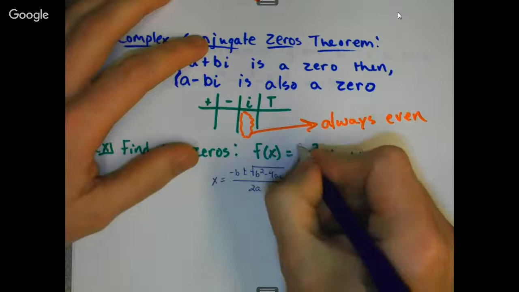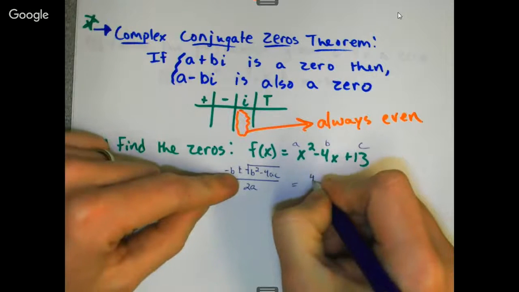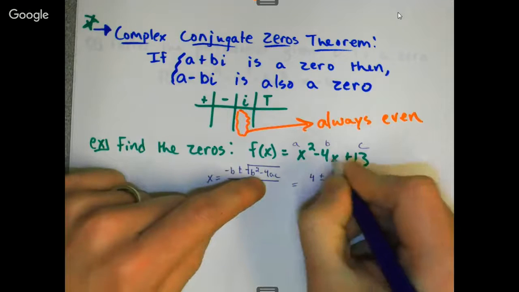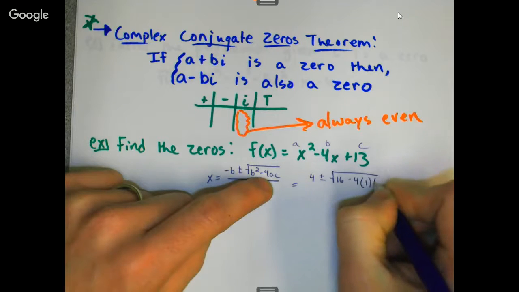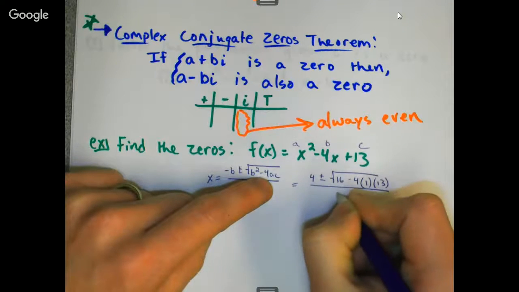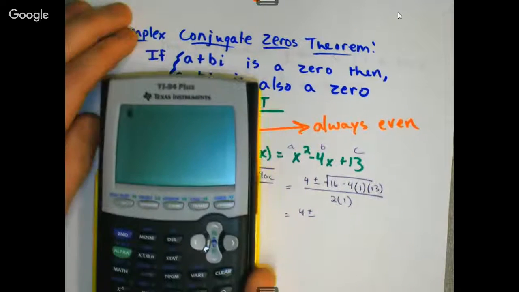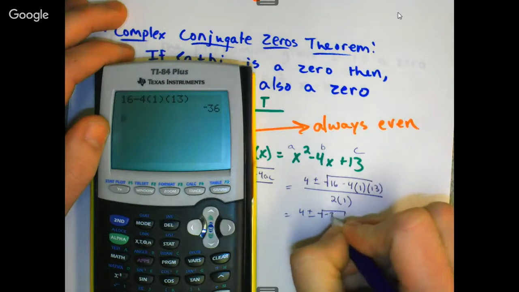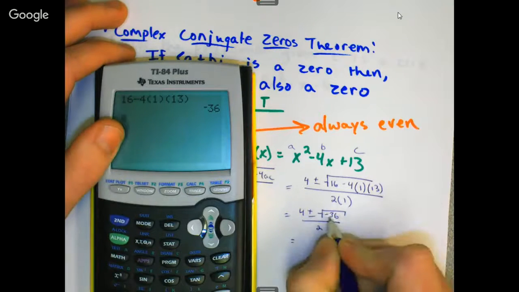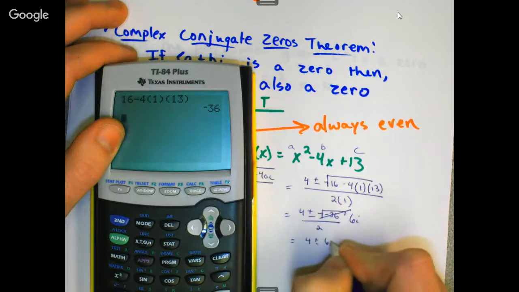Okay, this is A, B, and C, and we're just plugging it in. So negative b, so that's 4, plus minus the square root of b squared, so that's negative 4 squared, so 16, minus 4ac, all over 2a. Get your calculator here to assist you with this. 4 times 1 times 13. Square root of negative 36 over 2. The square root of negative 36 is 6i. So you have 4 plus minus 6i over 2.